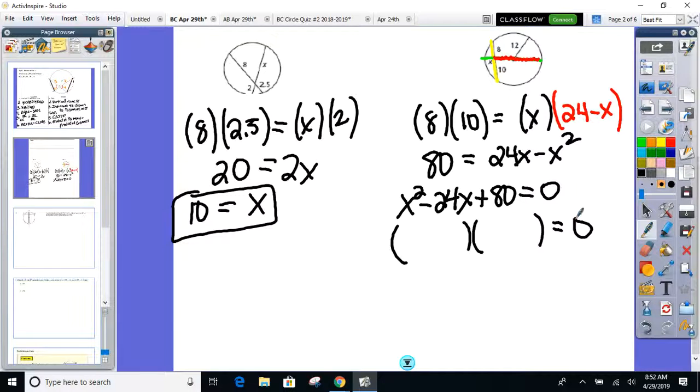Go ahead, play around. Play around a little bit. Got to multiply to 80, add to negative 24. Dig deep, dig deep.